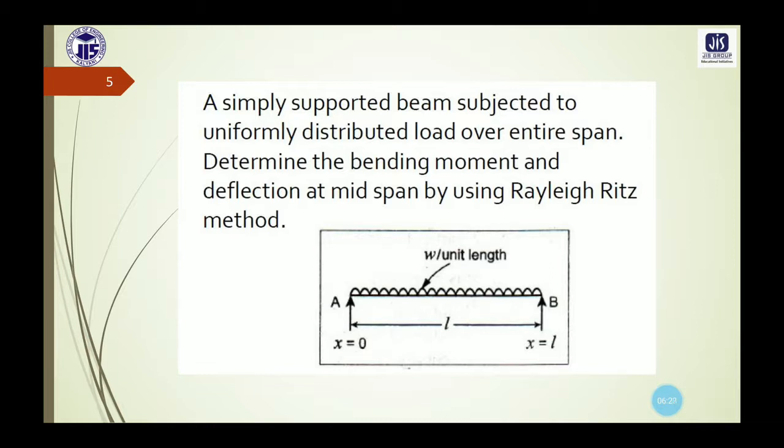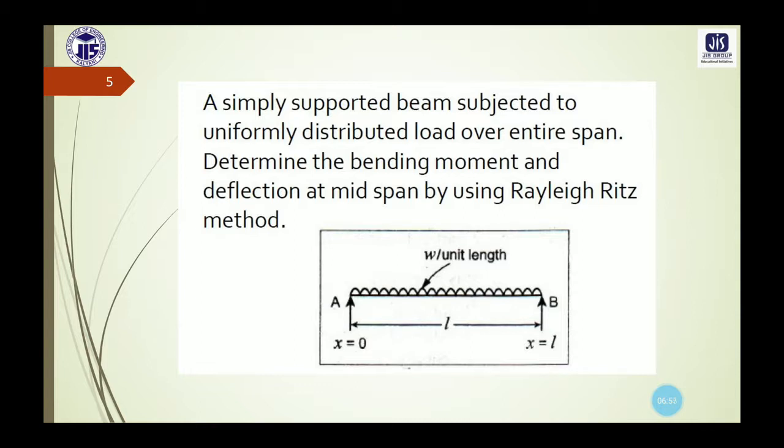So it is also visible in the diagram, that is W per unit length, that uniformly distributed load or UDL, it is given here. This UDL is acting over the entire span of that simply supported beam. Now we need to determine the bending moment and deflection at mid span by using the Rayleigh Ritz method.